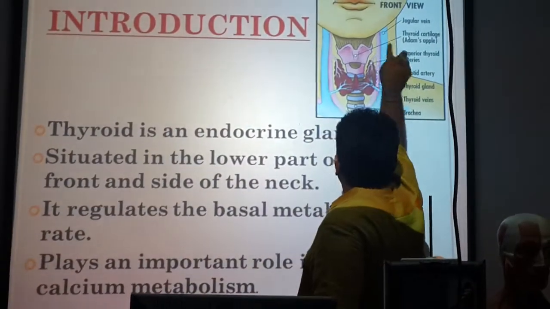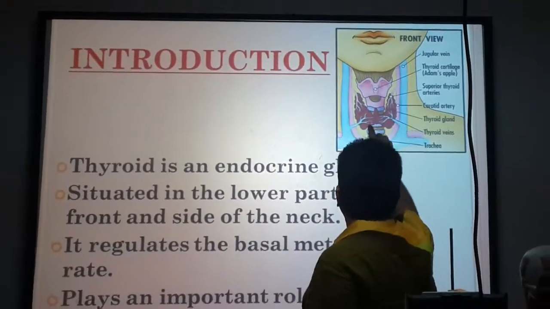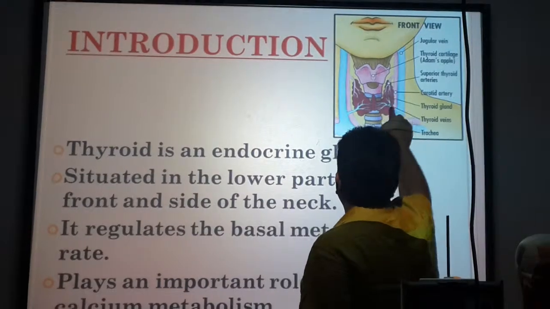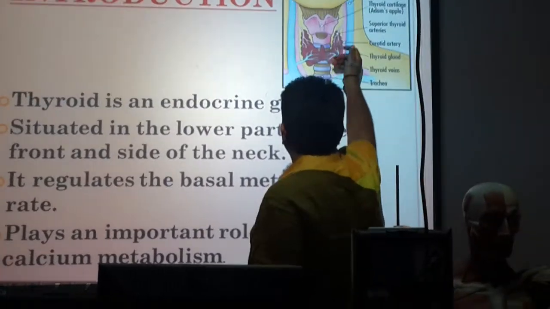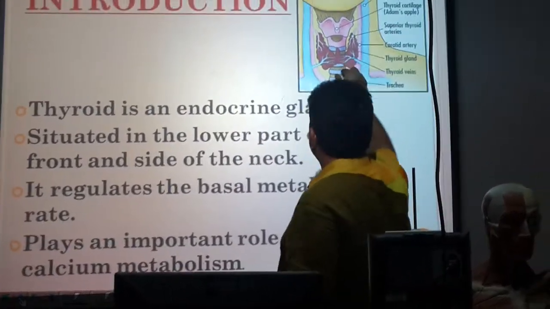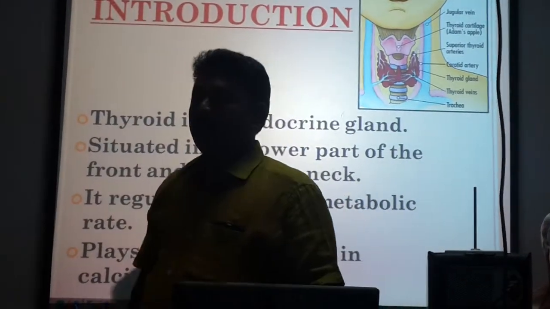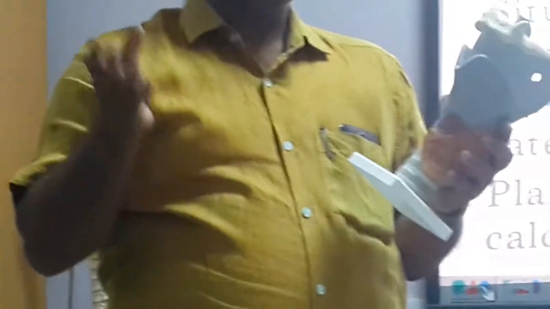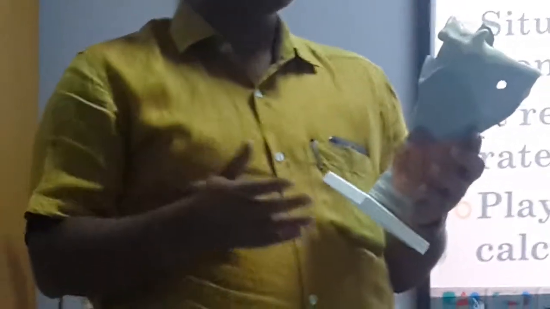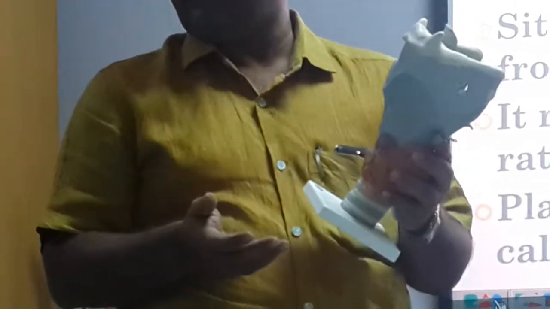See here, this is a neck, isn't it? So, at the midline, here, this is a thyroid gland, thyroid cartilage and cricoid cartilage. Behind this thyroid gland, there is a trachea, isn't it? In the neck portion. Thyroid is the biggest endocrine gland in size. And embryologically, it is the first endocrine gland to begin to develop.